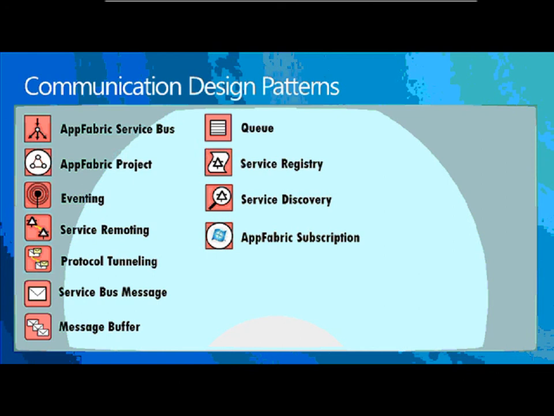A Service Bus message is a message envelope that you send over the Service Bus. Message buffer is a feature for handling the temporarily disconnected scenario. Queues are a new feature, industrial strength. Service registry and service discovery lets you put your namespaces out there to be discovered. And an AppFabric subscription is a purchasing agreement to get access to the AppFabric features.